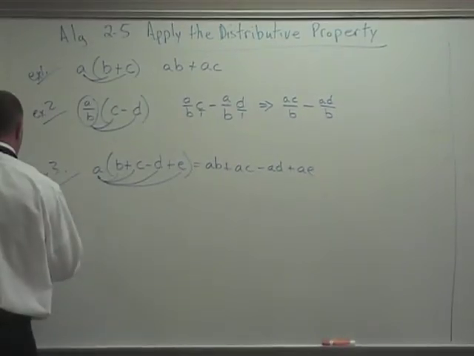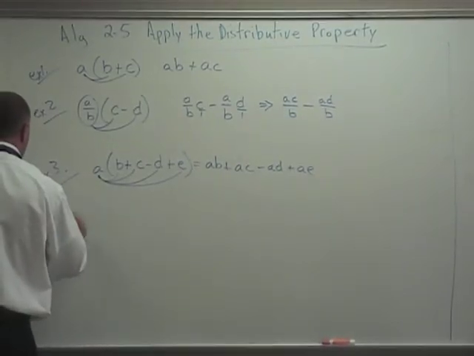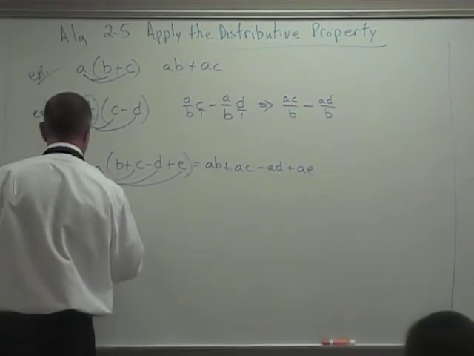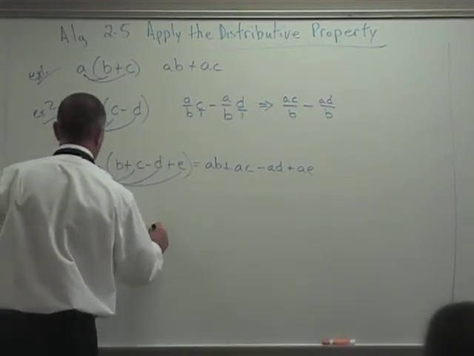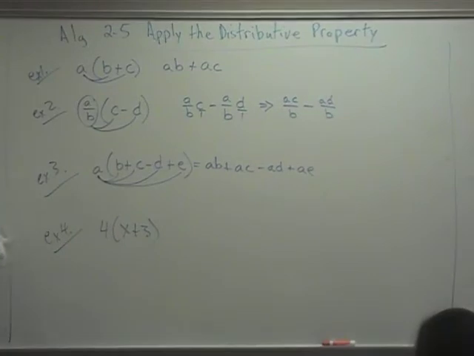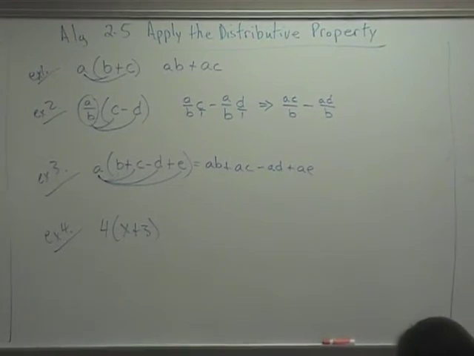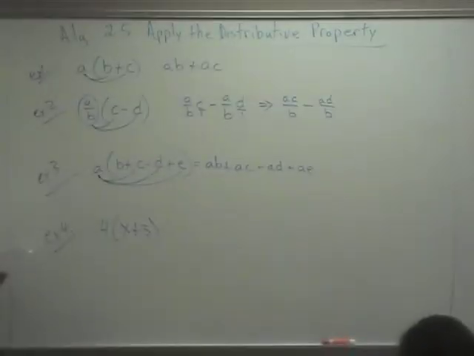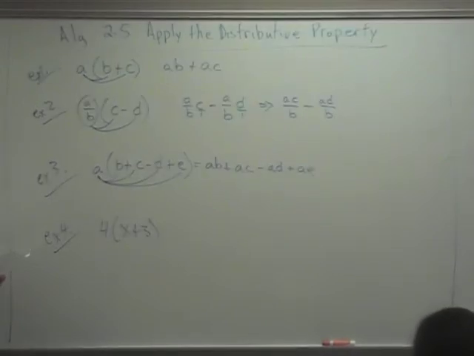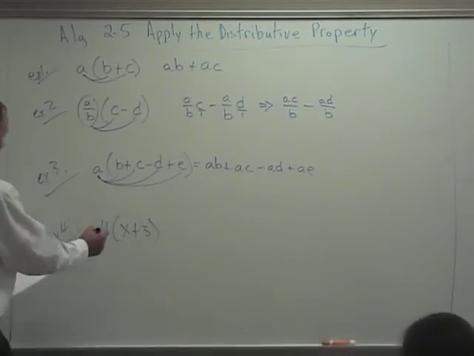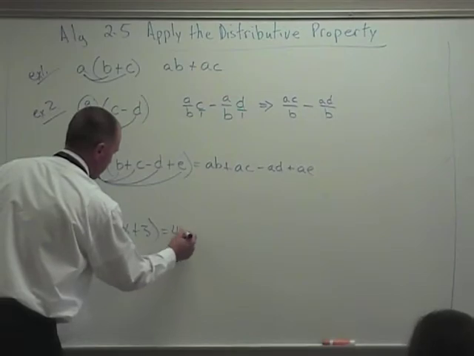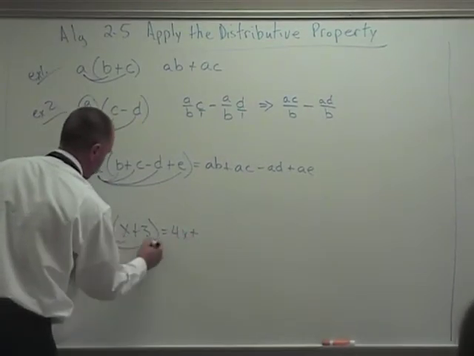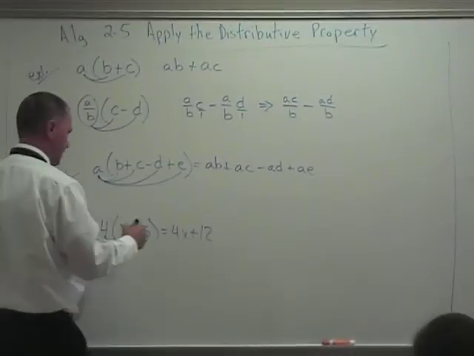Alright, let's do some bigger examples. Example 4. 4 times the quantity x plus 3, quantity closed. Go. Alright. Should be done. Reggie? 4x was closed. 4 times x is 4x. Plus 4 times 3 is 12. So the easy ones to begin with.